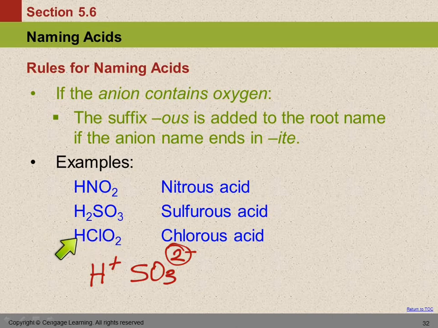HClO2. It starts with H. It's got oxygen in it. It's an oxy acid. It's an acid with oxygen. You cover up the H and you see what's left. ClO2 is chlorite. So ite becomes ous, chlorous acid.